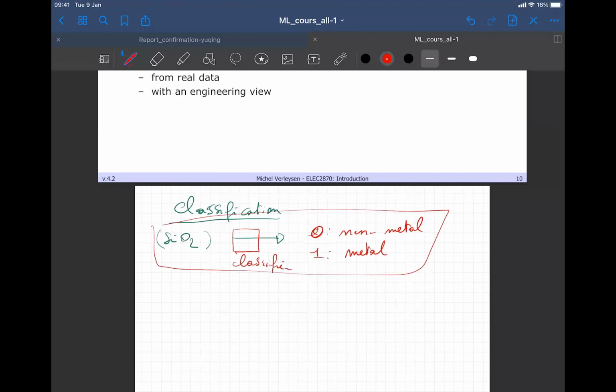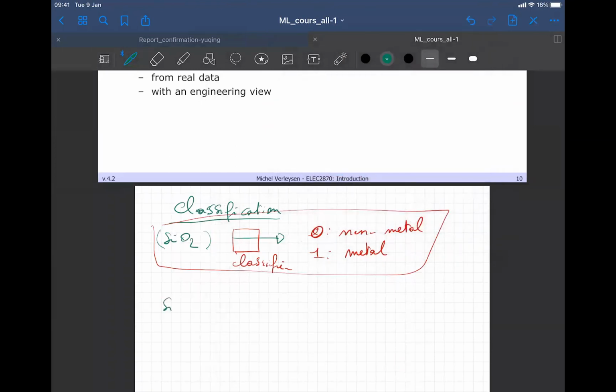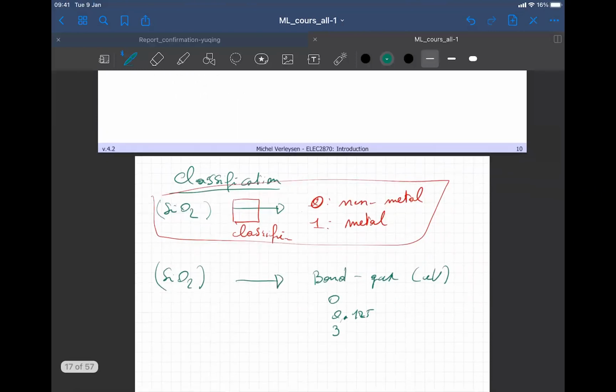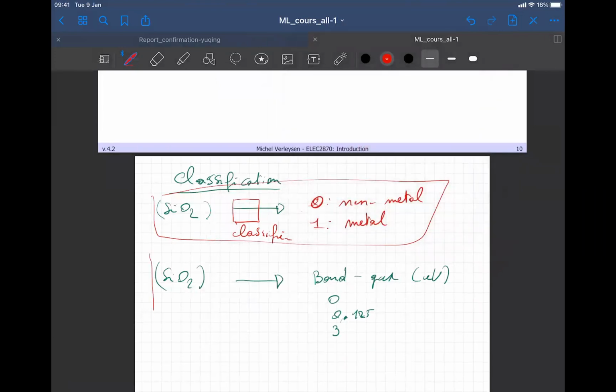Now, suppose you want to do something very similar, but you want to predict not metal or non-metal, but from the composition again, the band gap in eV, in electron volts. It can be 0, 0.something. It can be any value, really anything. If this is what you want to do, then you have a regression. So two different types. This is called regression.